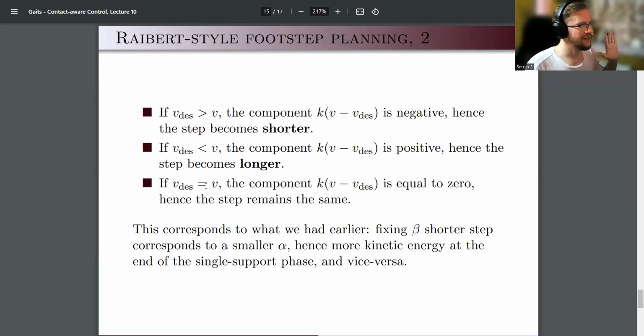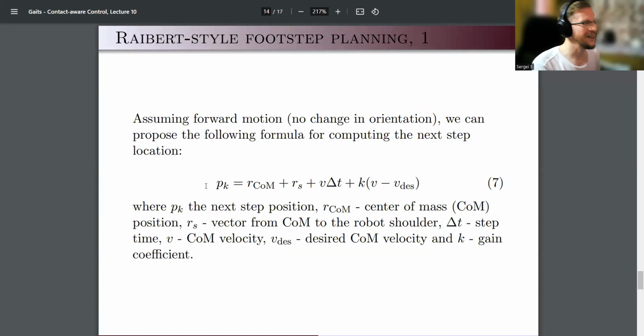Now, what we covered so far answers one very simple question. How do you plan where you put your foot next time, right? Like you know where you put your foot currently, where do you put your foot next time? That is what it answers. Now, what it doesn't answer is how do we control the robot so it actually does this? And this is what we are going to answer next.